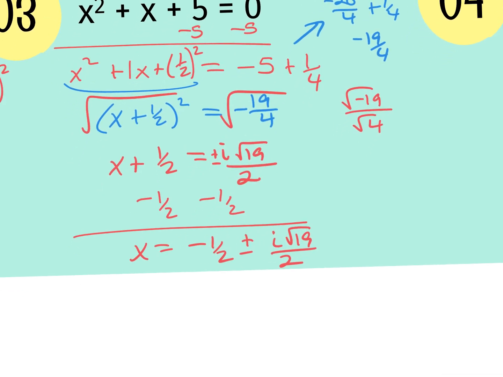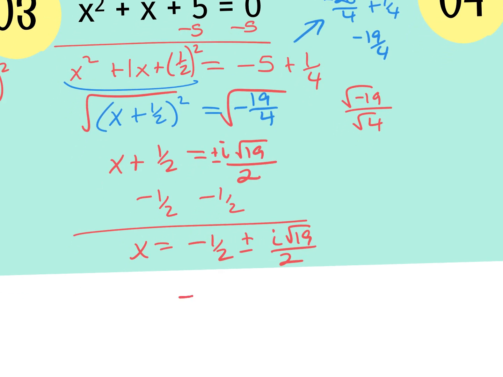If you want to combine it, so it's just one fraction, plus or minus, and then just put a single 2 in the denominator. Either answer is acceptable.